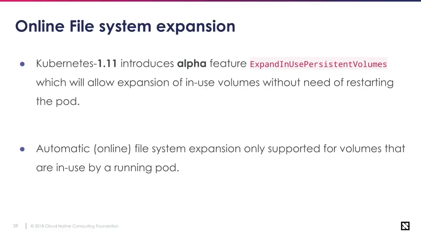One thing to keep in mind is that automatic file system expansion is only supported for volumes that are in use by a running pod. That means Kubernetes itself will not schedule the volume to a node so that it can be resized. No, it won't do that. For the automatic online expansion to work, there must be a pod that is using the volume.